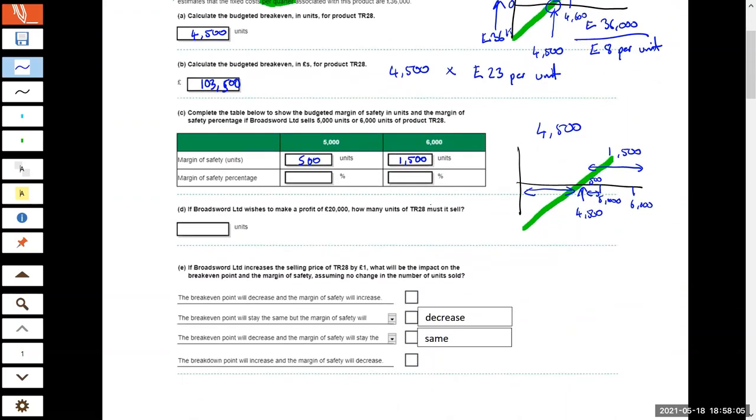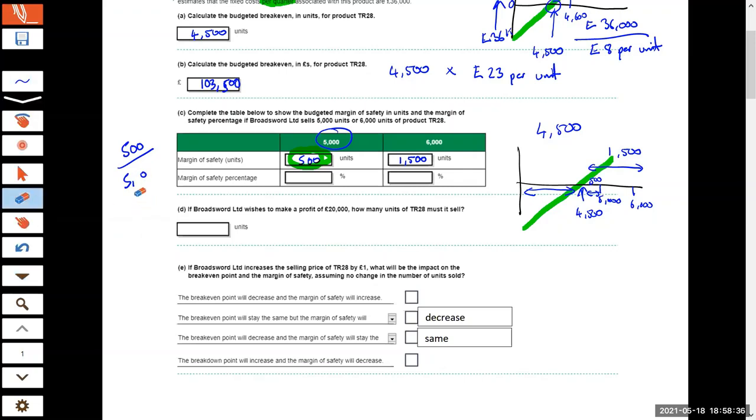Okay, so what we're trying to work out then, of these 500 units, how many of units fall in the safe zone? So when 5,000 units are being produced, we know that 500 fall in the safe zone. So what we can do is we can say 500 divided by 5,000. Can anyone give me that? And the answer to that is 10%. Thank you very much.